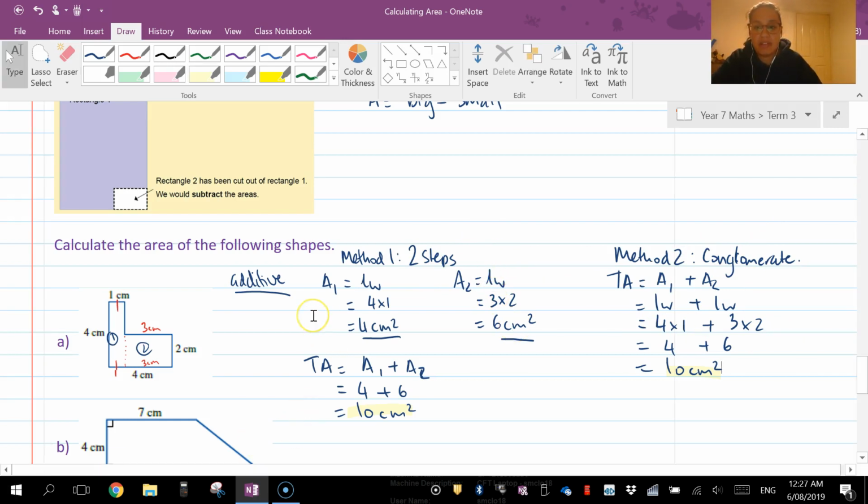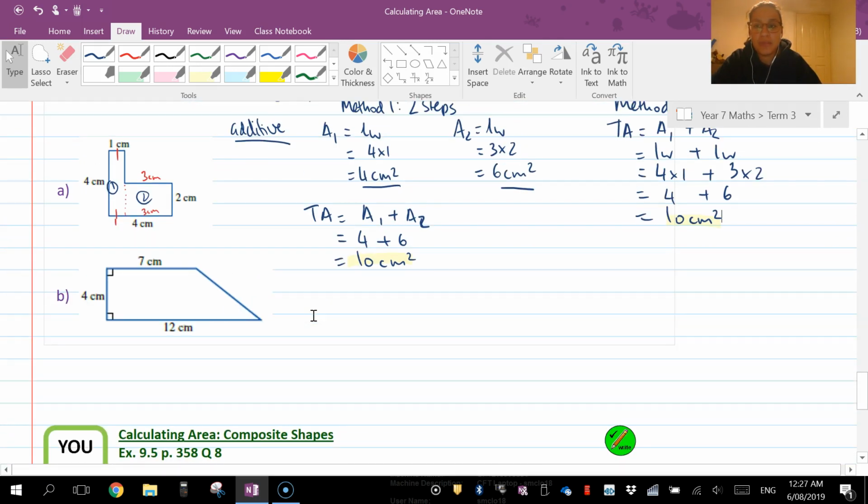Alright, in this one here, B, I'm going to use both the additive and subtractive methods. I'm going to do additive in blue first. Here is my shape. I'm going to go dot, dot, dot, dot, dot. I can see a rectangle. There are two nice right angles here that indicate that, and therefore that has to be 4 centimeters.